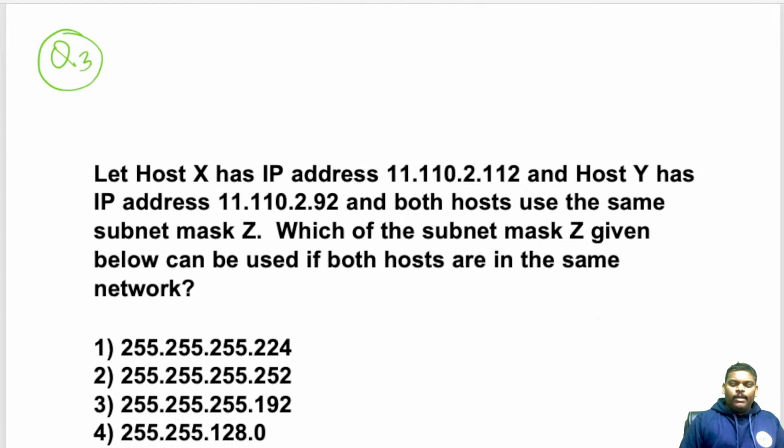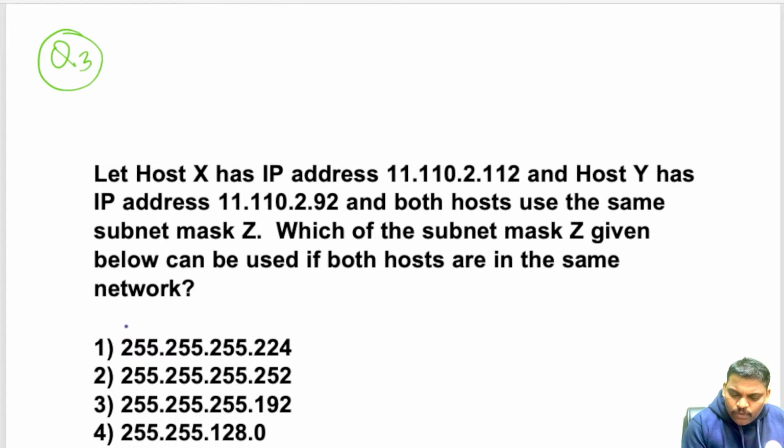What is the answer of the similar problem? Can you check? Host X has an IP address and host Y has an IP address. X has one IP address, Y also has an IP address. Both hosts are using subnet mask Z. Which of the subnet masks Z given below can be used if both hosts belong to the same network? You have to find a mask so that both belong to the same network.